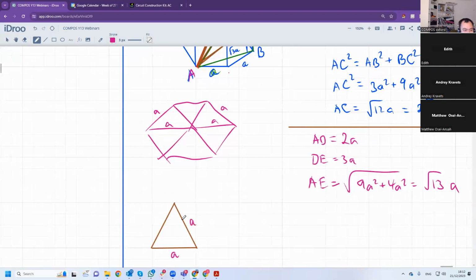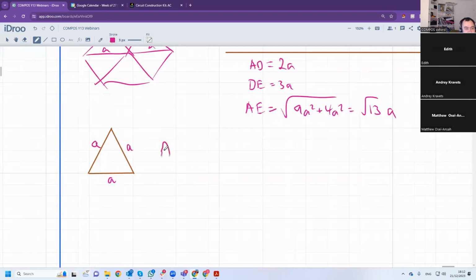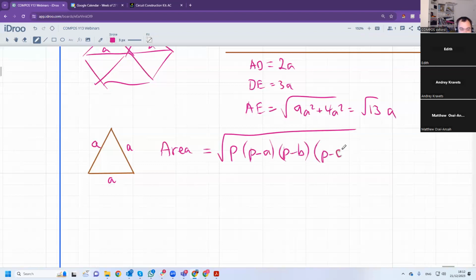Side A, part A. What is the area? I could think of probably 17 different ways of finding the area. I'm going to use a weird method to find the area of the triangle. I'm going to use Heron's formula, and the formula goes like this: square root of p multiplied by p minus a, multiplied by p minus b, multiplied by p minus c.